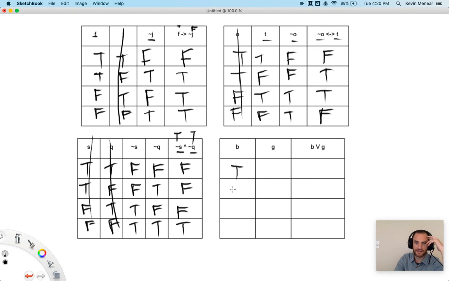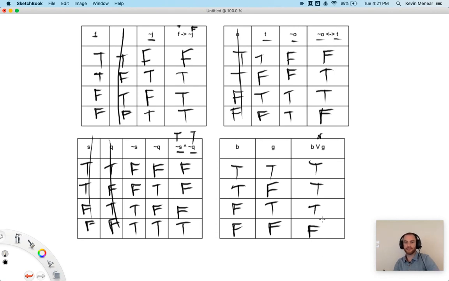Awesome. Okay, B or G? Well, they made it easy on us this time. No negations. So true, true, false, false, true, false, true, false. Sweet. Remember, or is true as long as one of them is true. The only way that or is false is if they're both false. So boom, they're both false. Like I say, I'm going to give you apples or bananas. It's cool if you give me both. It's cool if you just give me apples. It's cool if you just give me bananas. The only way you become a liar is if you give me neither.